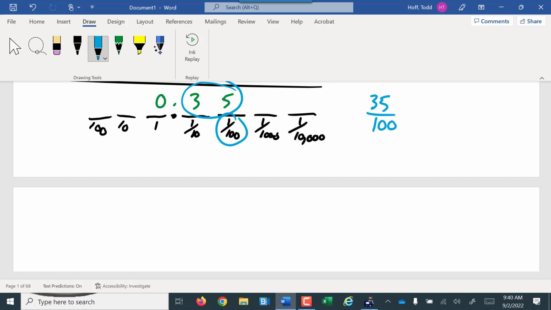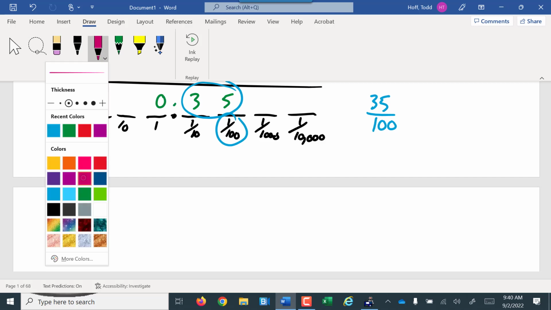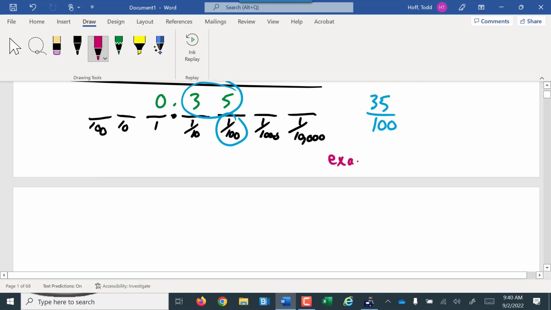And then, of course, this can be done. There's going to be two things that can be asked of you here. You can be asked to convert to a fraction to the nearest unit, or you can be asked to convert to an exact fraction.